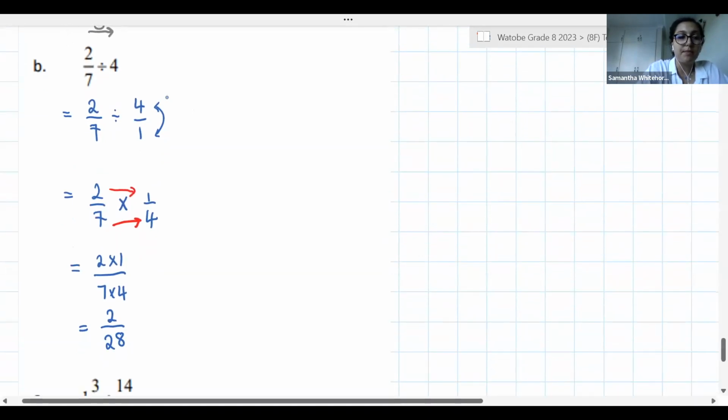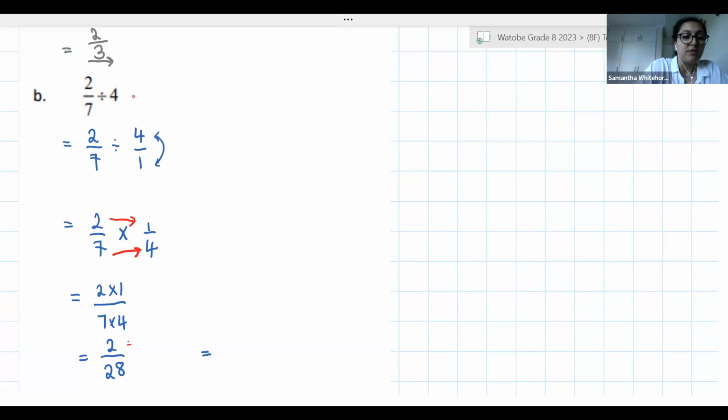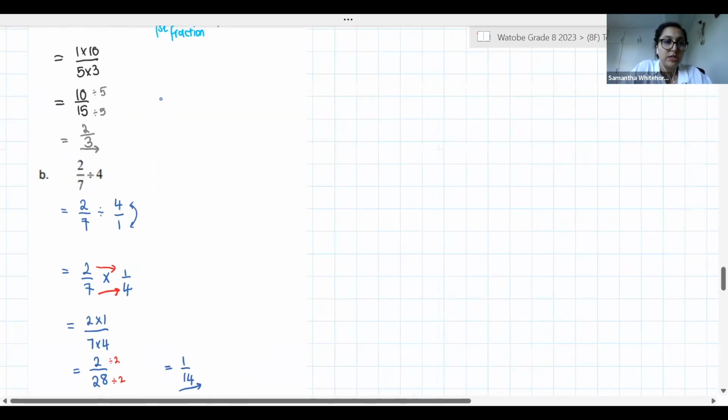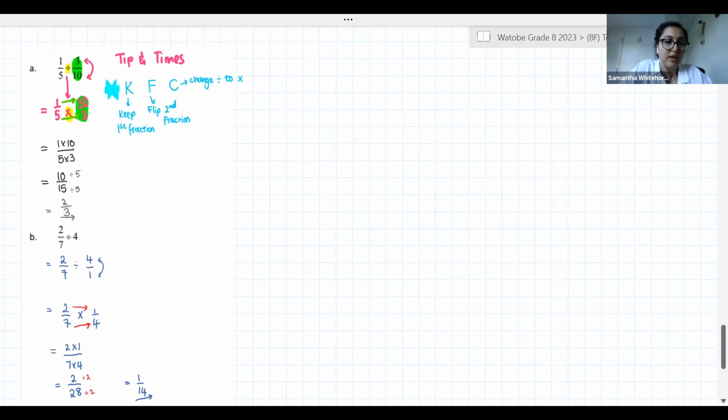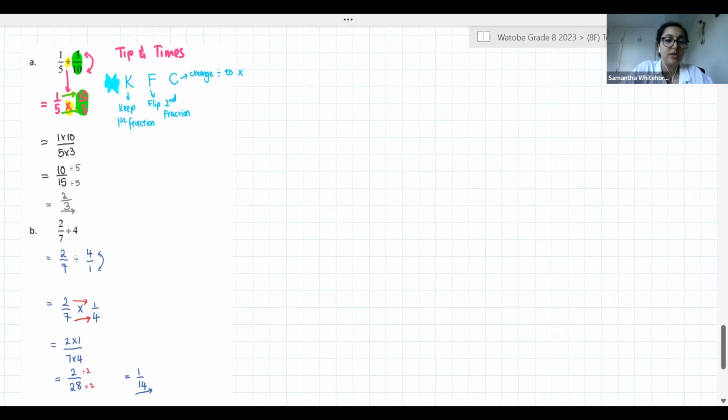And we don't stop there. We always check if we can simplify. I've run out of space. Both of these numbers I can divide by 2, so I need to simplify this fraction to give me 1 over 14. And that's so important, guys. You always simplify your answers. Right, so just in case you want a screenshot of everything, there are your 2 examples. Please take your screenshot.